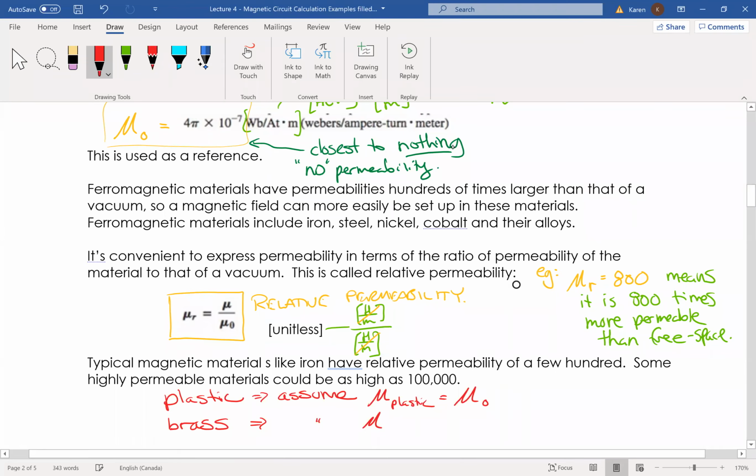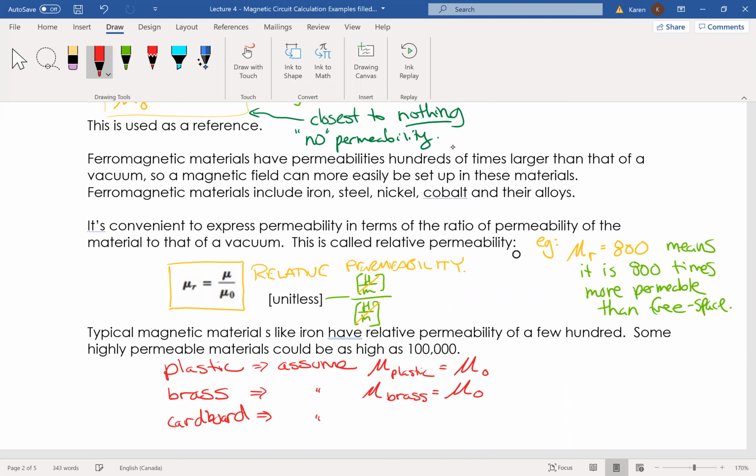Cardboard. And I'm saying cardboard on purpose because there are some electrical devices that put cardboard in between pieces of steel. Assume the permeability of cardboard is equal to that of free space. Okay. So for all of these materials, the relative permeability would be the permeability of the material over that of free space. And I'm saying that the permeability of the material is that of free space. So it would be unity.